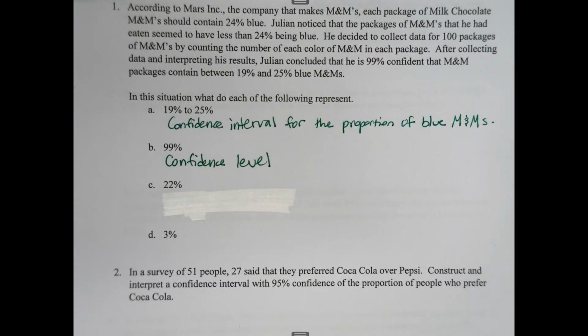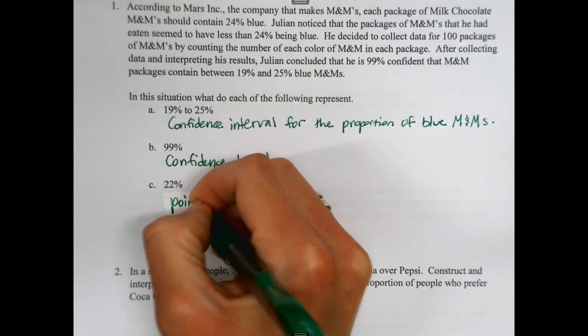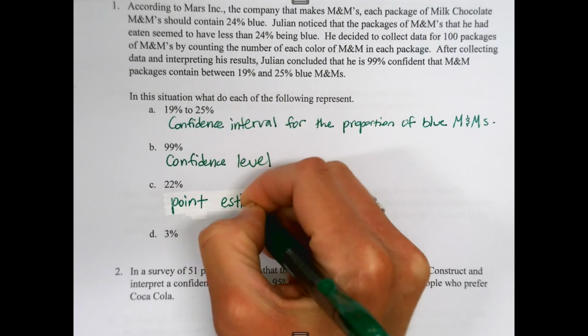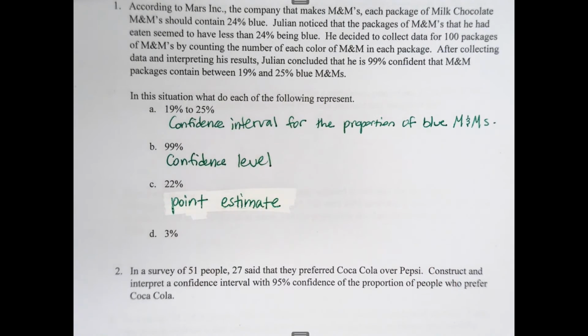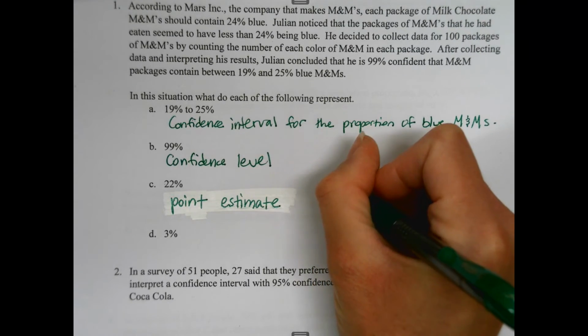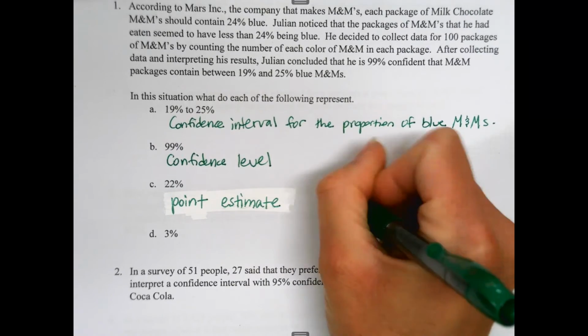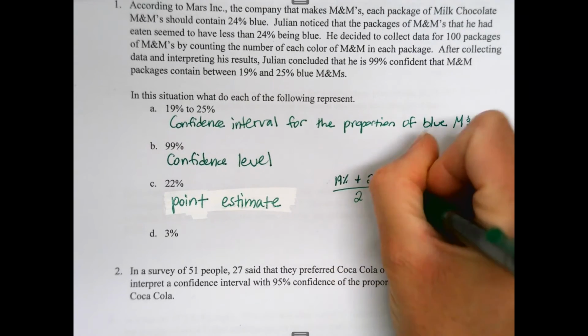For part C, 22% is going to be our point estimate. And I know that it is the point estimate because it is between 19% and 25%, and it falls exactly in the middle between 19 and 25. If we were to take 19% and 25% and average them, we end up with 22%.